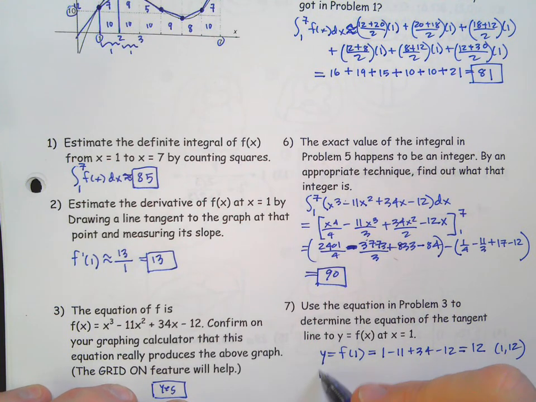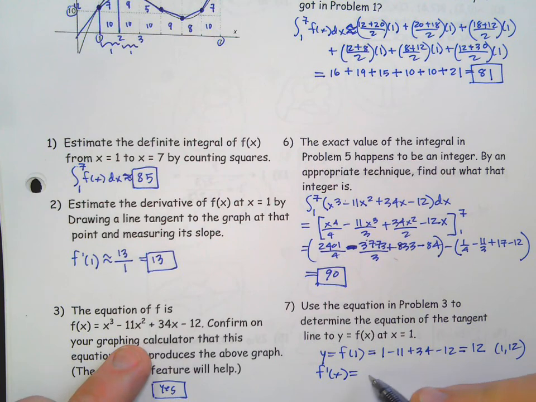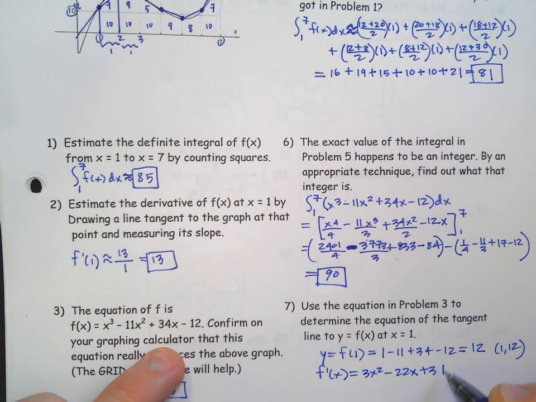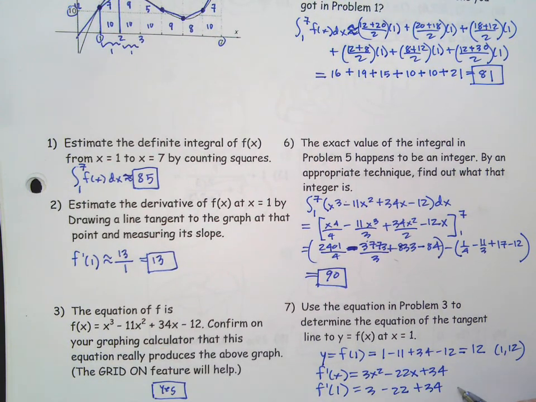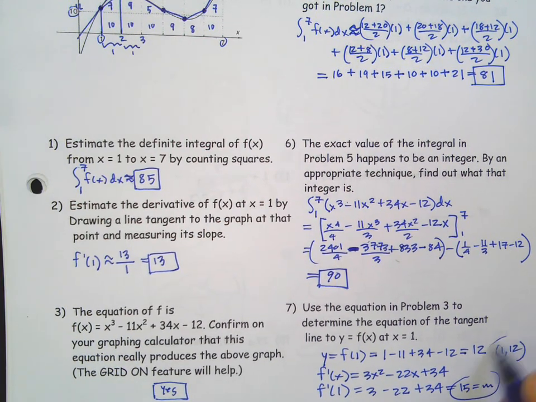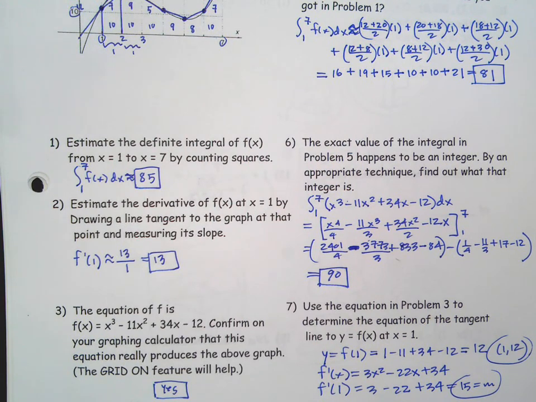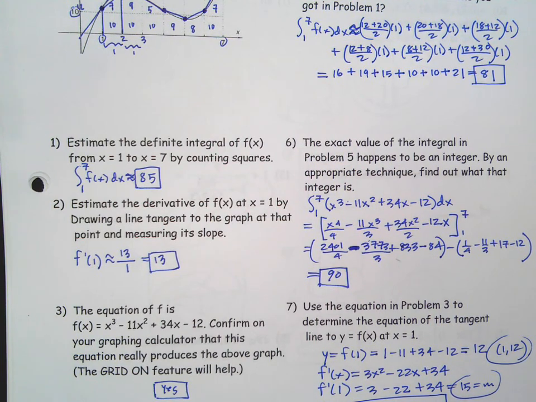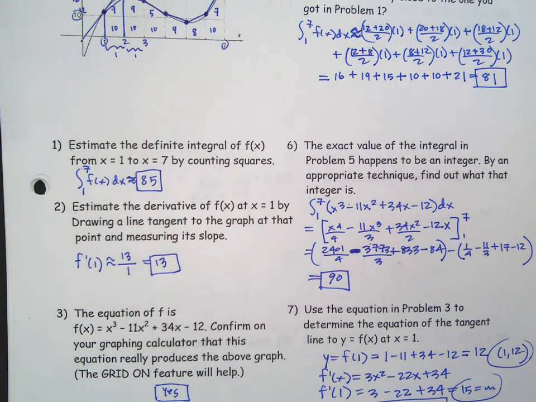And then you need your derivative. So the derivative of this is 3x squared minus 22x plus 34. And then evaluate it at 1. And we get 3 minus 22 plus 34, which is 15. So that's your slope. So then your equation is y minus 12 equals 15 times x minus 1. Point slope form, leave it. If you did slope intercept, you get 15x minus 15 plus 12, which is minus 3. Sure, if you want, but just do point slope form.